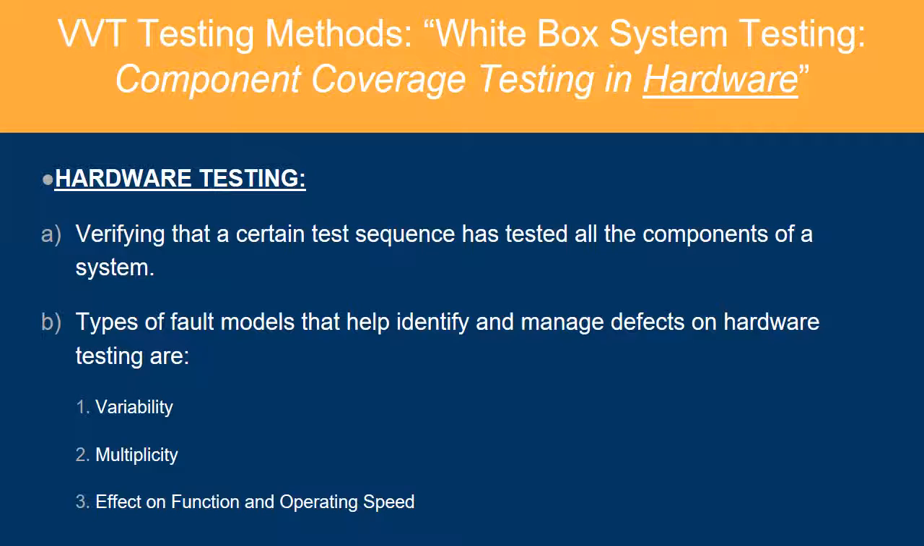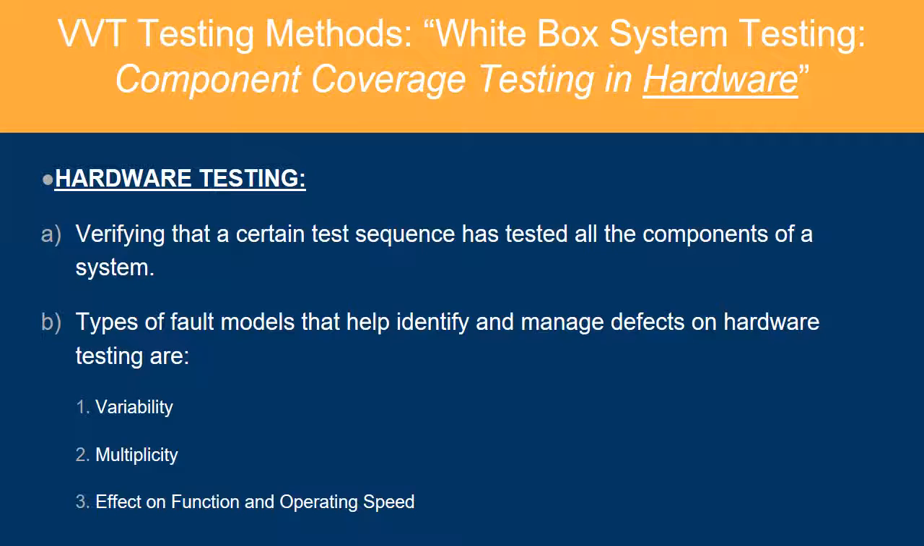Hardware testing refers to verifying that a certain test sequence has tested all of the components of a circuit and/or a system. In the scope of things, the possibility of hardware defects is extremely large, and the defects can be numerous and diverse. For this reason, there are several fault models in place to identify and manage these defects. Some examples are variability, multiplicity, and effect on function and operating speed models.